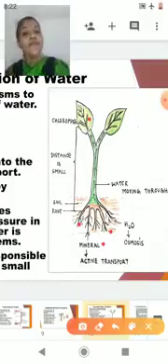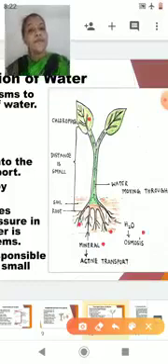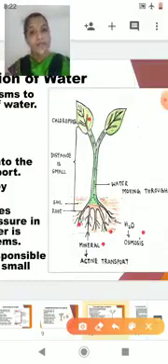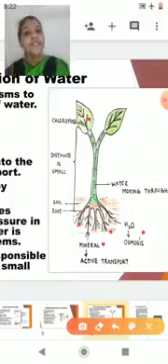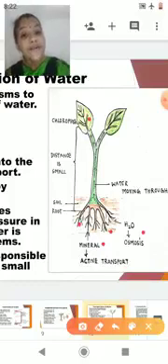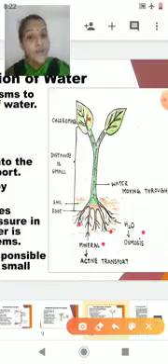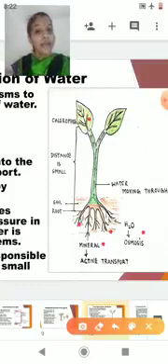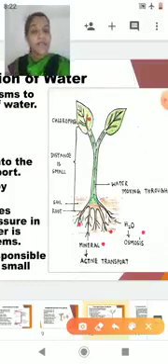At the same time, the water is absorbed by a process called osmosis. Students, all of you know osmosis? Osmosis is the movement of water from water's higher concentration to water's lower concentration when separated by a semi-permeable membrane. Okay, so now here there is an active transport of minerals and absorption of water by osmosis.